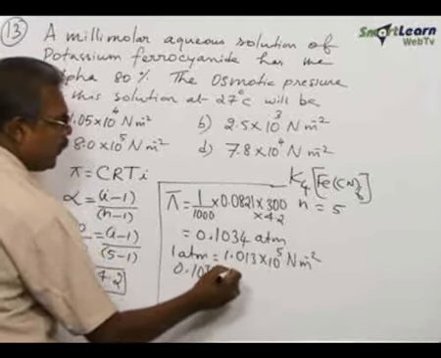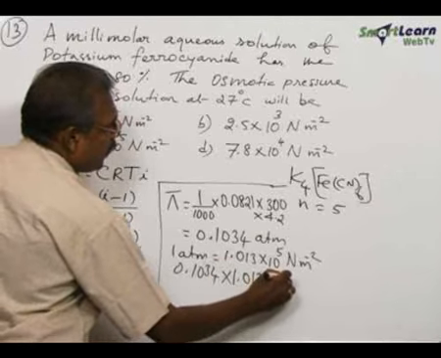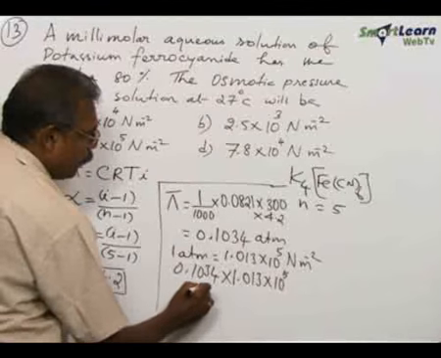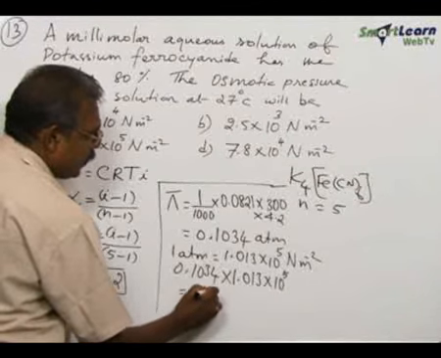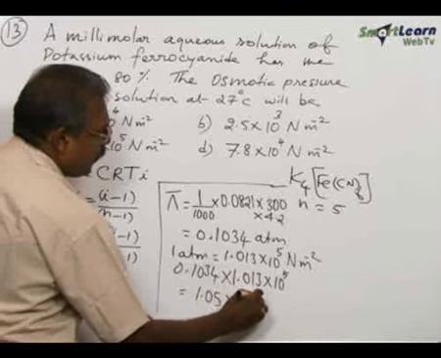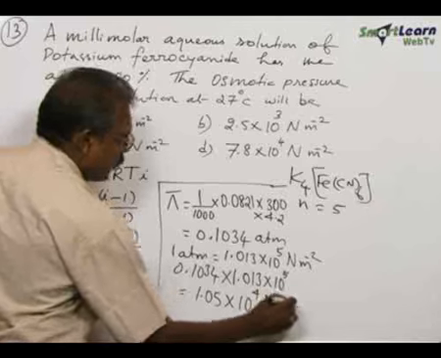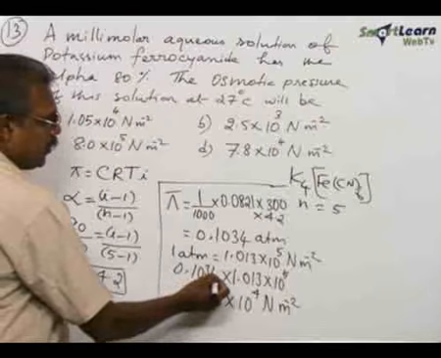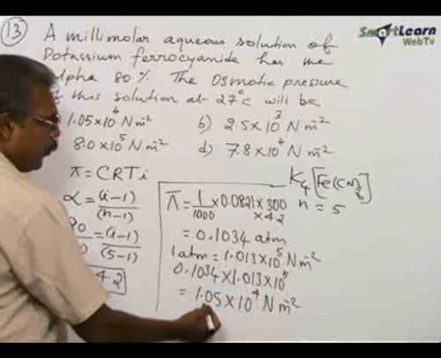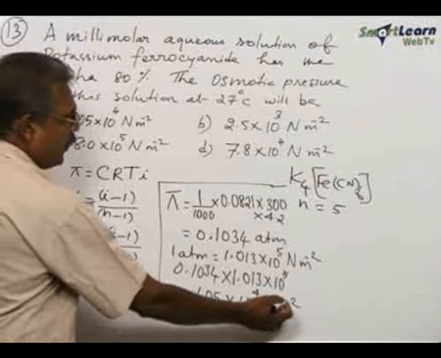For that, you have to multiply with 1.013 into 10 power 5. So on solving that, you have the value 1.05 into 10 power 4 Pascal or Newton per meter square. For 0.1034, you have to adjust the decimal and the power also. So 1.05 into 10 power 4 Newton per meter square.